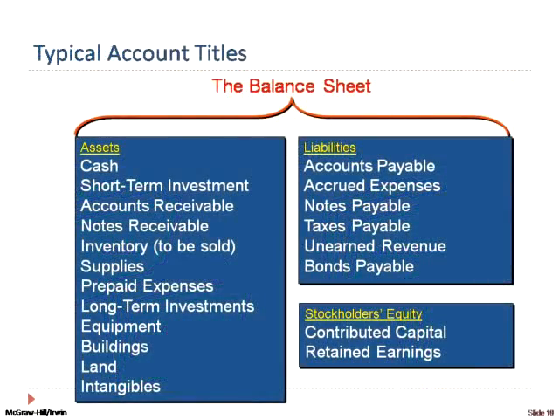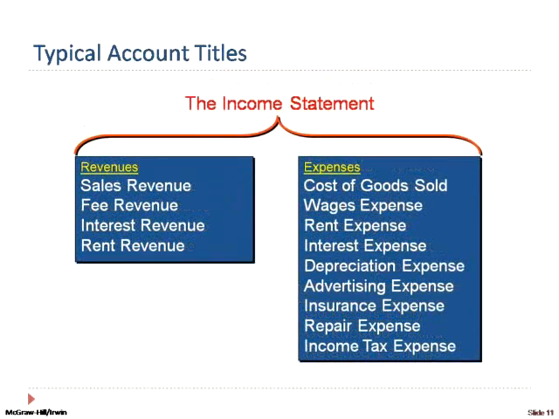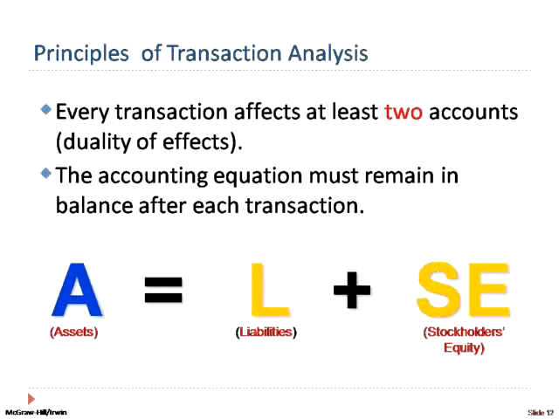Here is a list of balance sheet accounts that are grouped as the assets, liabilities, and stockholders' equity. In this course, we will discuss all of these accounts in detail. These two lists contain typical revenue and expense account titles that we would likely find on the income statement. As with the balance sheet accounts, we will discuss each of these revenue and expense accounts as we move through the course. As accountants, every transaction we deal with affects at least two accounts.